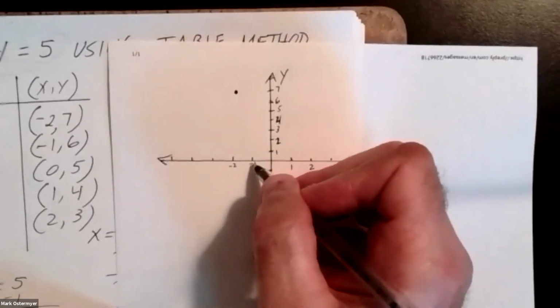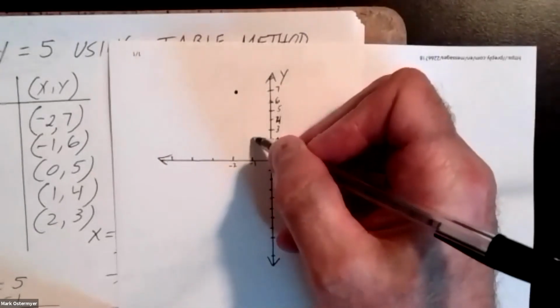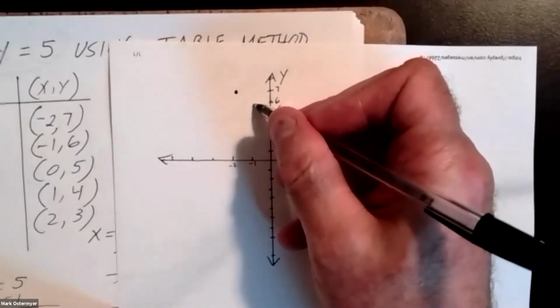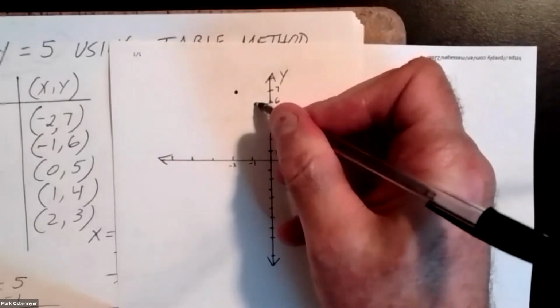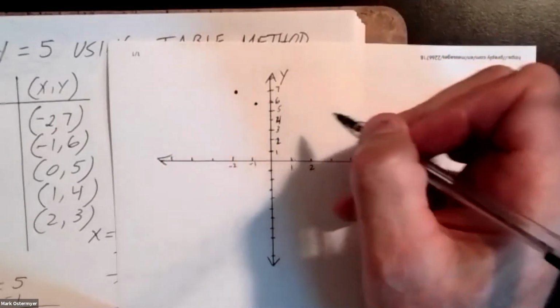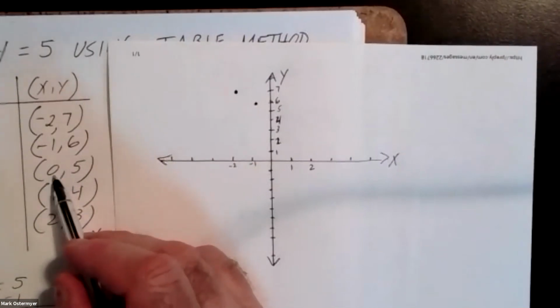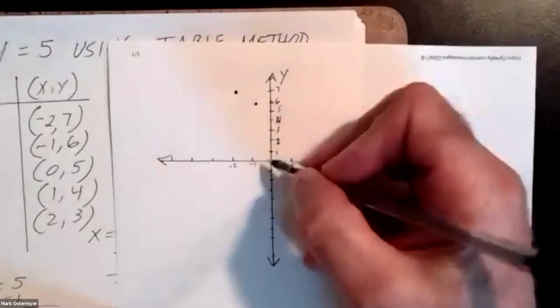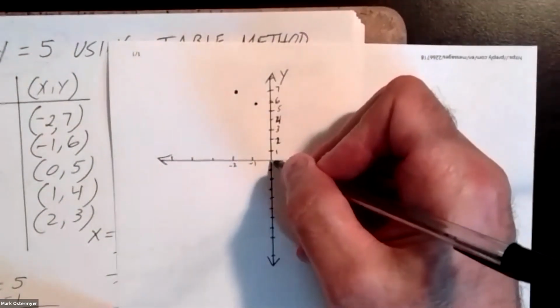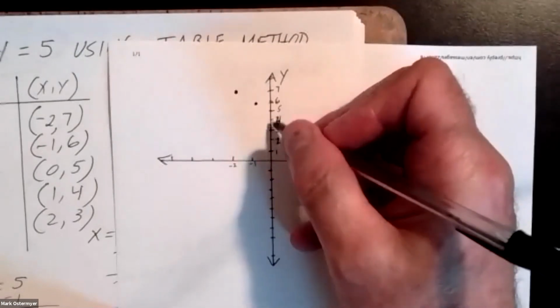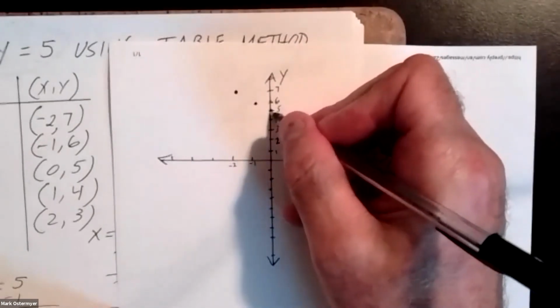-1, 6: we start at the origin, go 1 to the left and then up 6. That is right here, also in the second quadrant. 0, 5: we start at the origin and we do not move right or left. We stay right on the y-axis and we move up 5 units. So 0, 5, we stay on the y-axis and just go up 5. 1, 2, 3, 4, and 5. Right here.